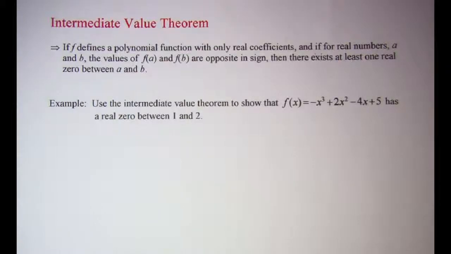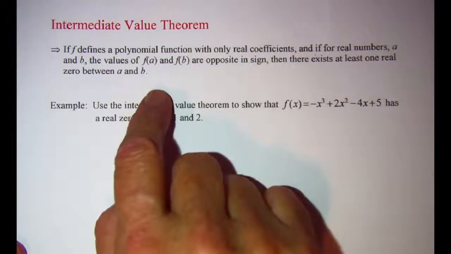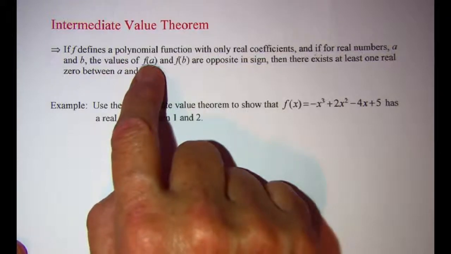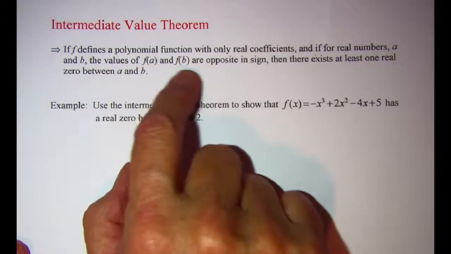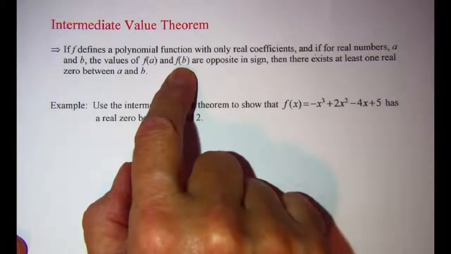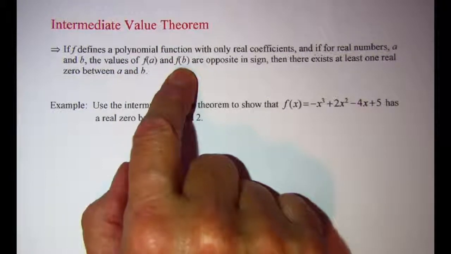In this video, we'll be using the Intermediate Value Theorem to determine if a polynomial has a real zero between two given numbers. The Intermediate Value Theorem says, basically, that if you have two numbers on your x-axis, let's call them a and b, and we calculate f of a and calculate f of b, if f of a and f of b are opposite in sign, then that means there is at least one real zero between a and b.